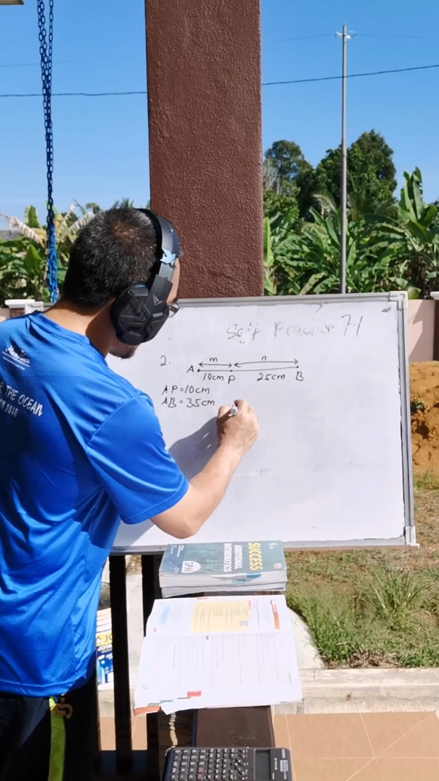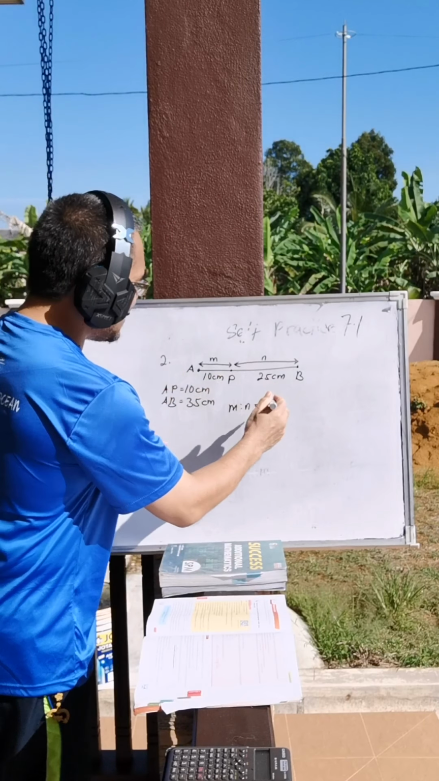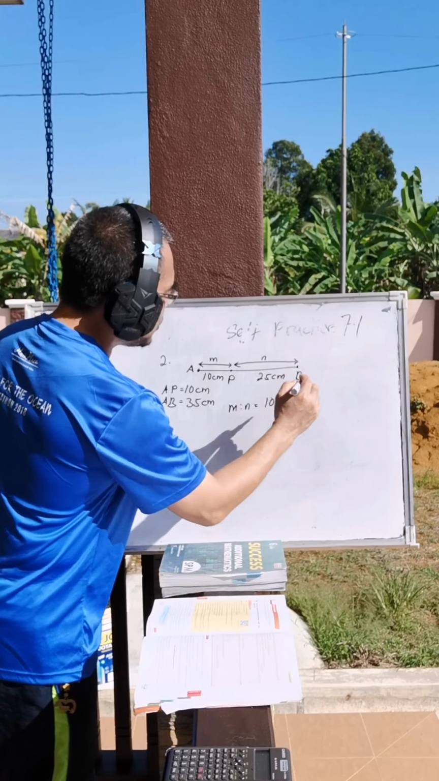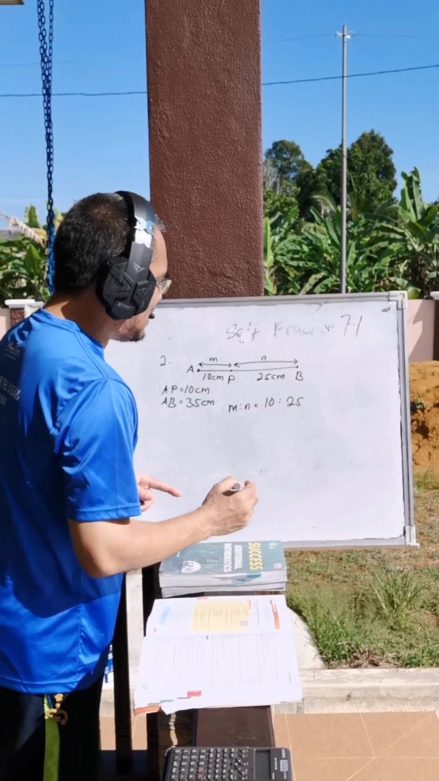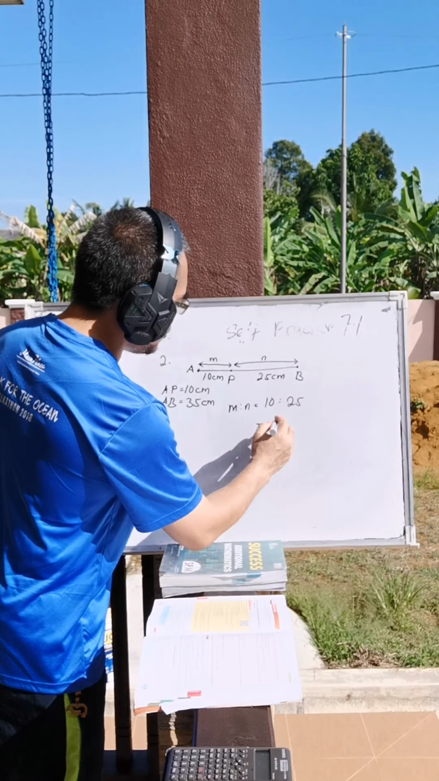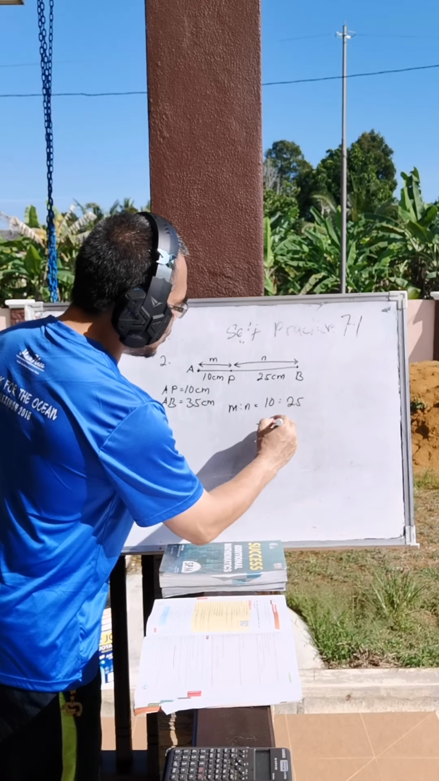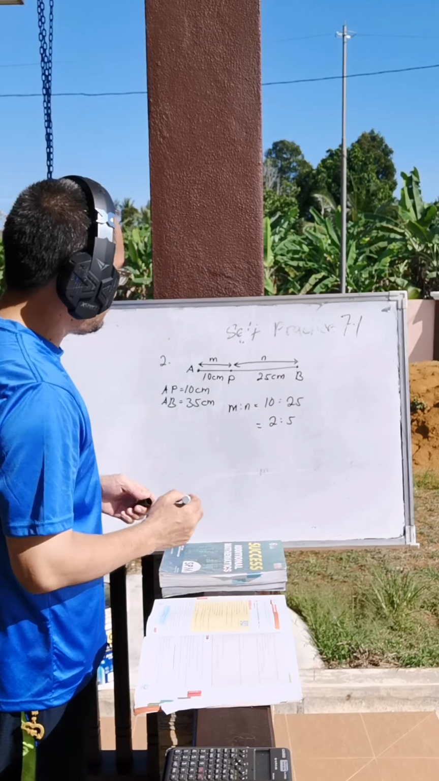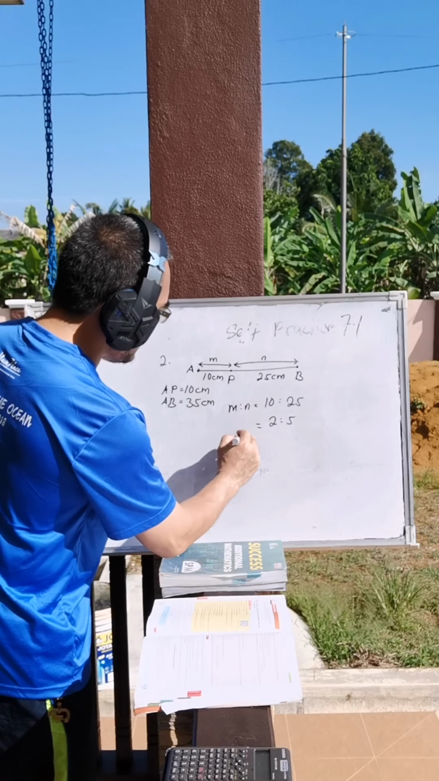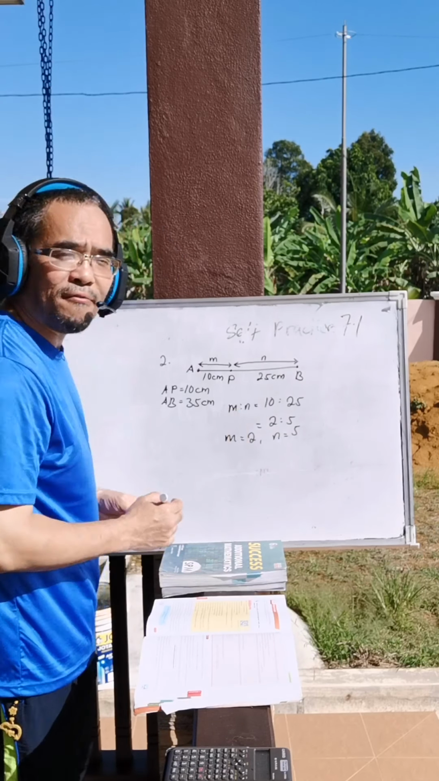So what is the ratio M to N? In the original form it will be 10 centimeters to 25 centimeters. But then you have to simplify that. You divide by 5, you get 2 to 5. So M equals 2, N equals 5.